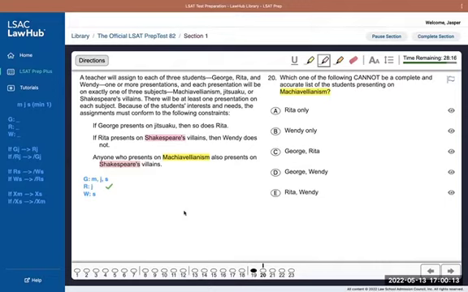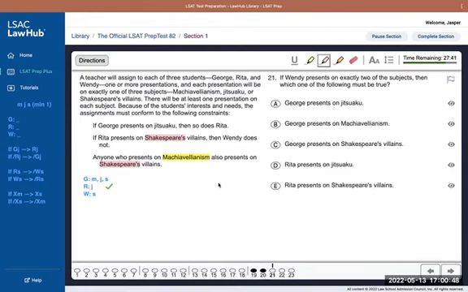And the thing that we see with that is that if you present on Machiavellianism, you also have to present on Shakespeare's villains. If R presents on Shakespeare's villains, W can't. If W can't, R can't. So they can't do it together, right? So if they can't present on Shakespeare's villains together, they can't present on Machiavellianism together because that would result in this chain of events through those conditional rules. So Rita and Wendy, that's going to be the correct answer because that's going to be prohibited by the connection between rule 2 and 3.